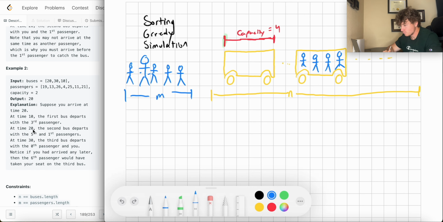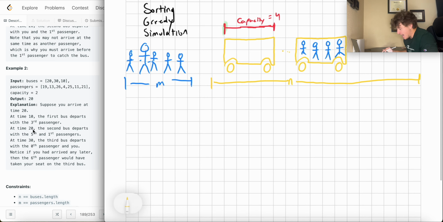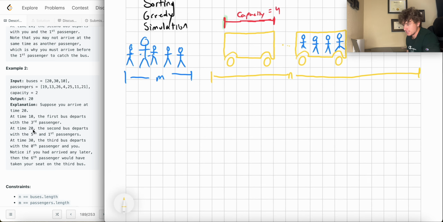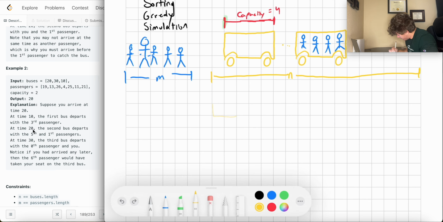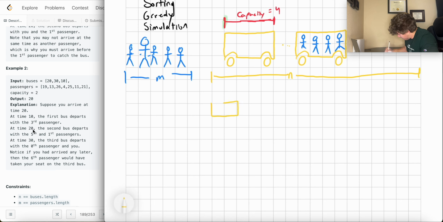So we have buses, and just for the simulation, with capacity 2, I'm just going to draw boxes for the buses. We have buses of size 2, so I'm going to draw a block of size 2, meaning each of these little squares represents a location that someone can go. And they arrive at 20, 30, and 10.